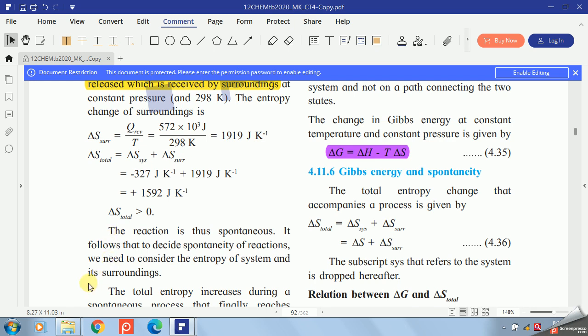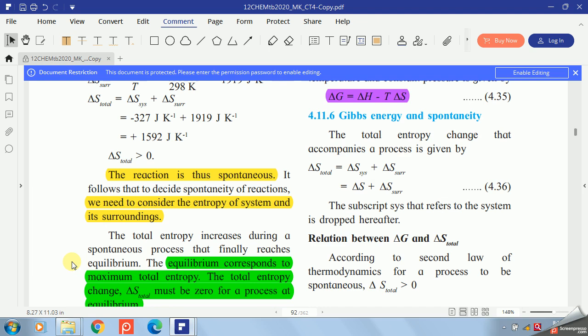So this indicates that for the spontaneity of the reaction, we must know the entropy of the system and the surrounding. We can't depend on the entropy of only the system, because here the entropy of the system is negative, but still the reaction is spontaneous. So remember that spontaneity depends on the entropy of the system and surrounding.